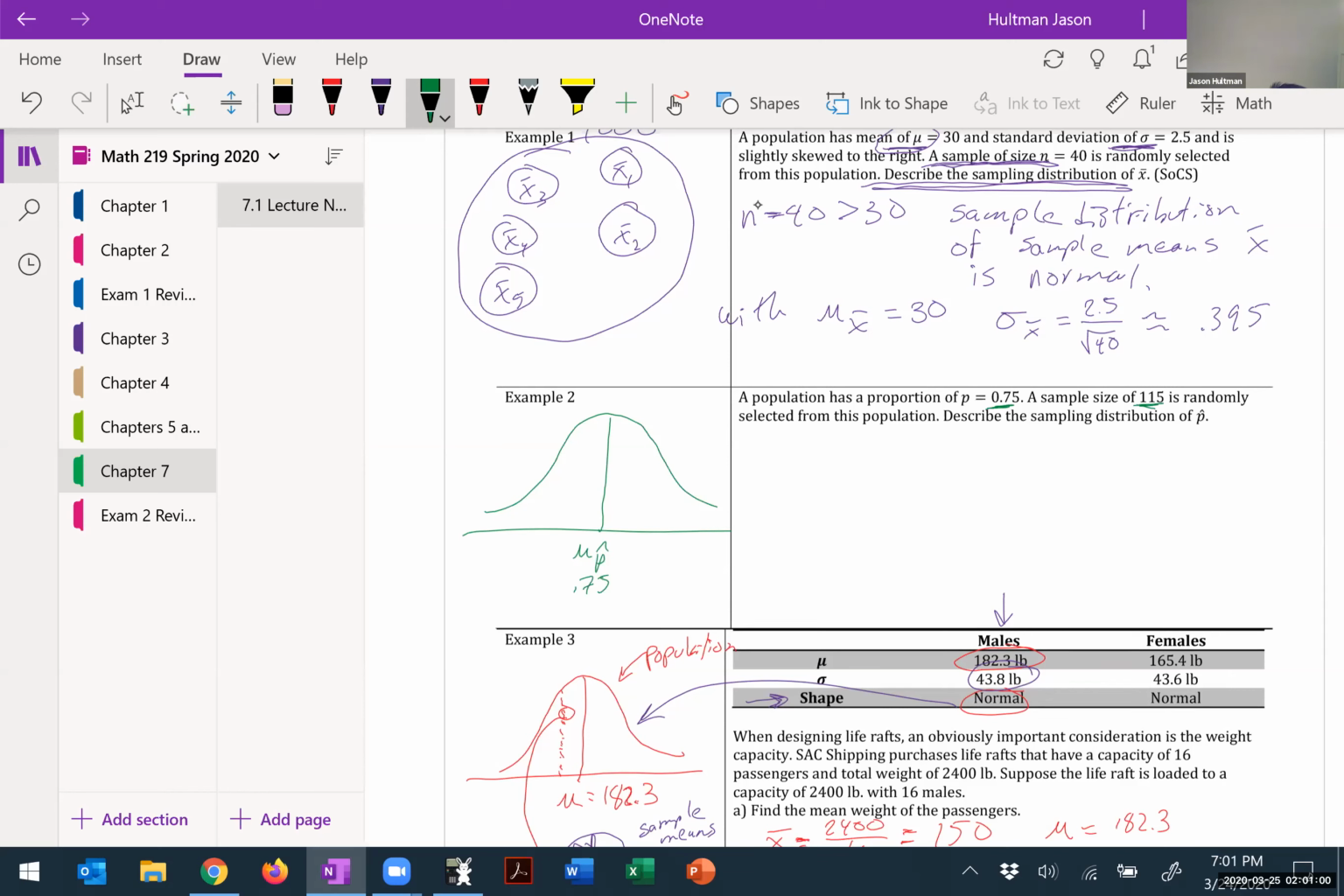Now, is this going to be normal? Can we use the central limit theorem here? Well, I have to make sure that my sample size is large enough. Is my sample size large enough? Is n times p, which is 0.75 times 115, bigger than 10?